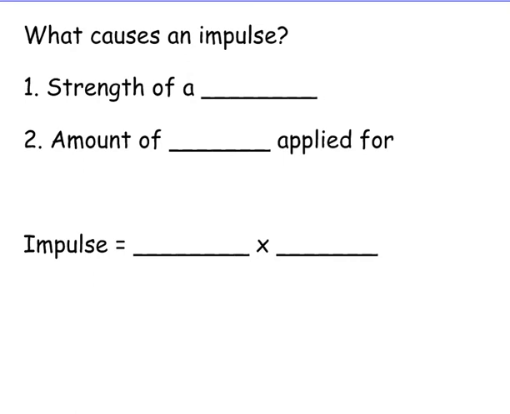So what can cause an impulse? Two things impact how big the impulse will be. One is the strength of a force. So I need to apply a force in order to change the momentum. And also the amount of time that I'm applying that force for. The longer the time, the greater the impulse. So our equation for impulse is force times time.